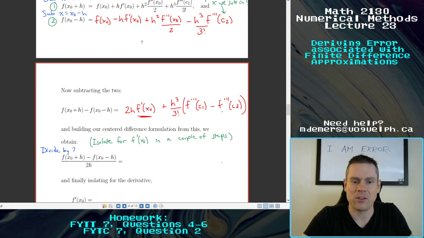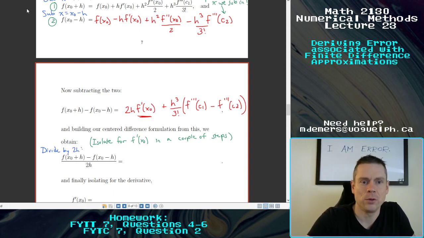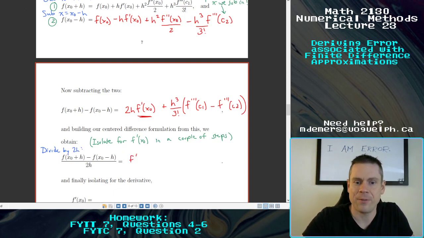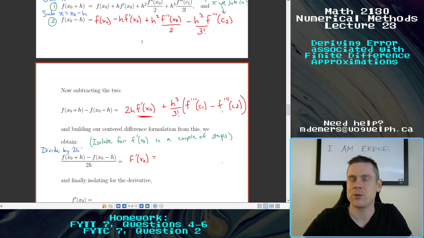So divide by 2h, and if we do, we end up with f prime of x0 equals, okay, let's see, if I divide by 2h, h cubed over h is h squared, there's still a 2, and a 3 factorial is 6, so I think we get a 12 on the bottom, don't we? We're going to get, oh, that's a plus, not an equals. And we're going to get an h squared over 12 times f triple prime at c1 minus f triple prime at c2.